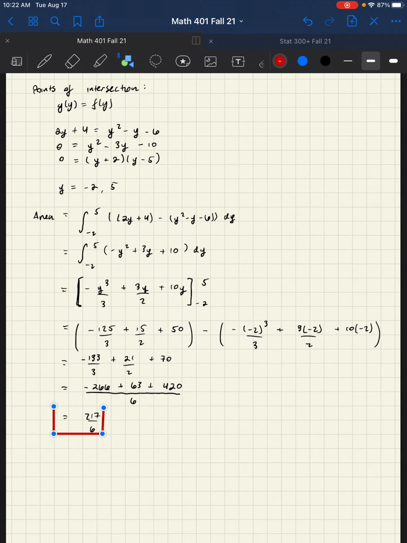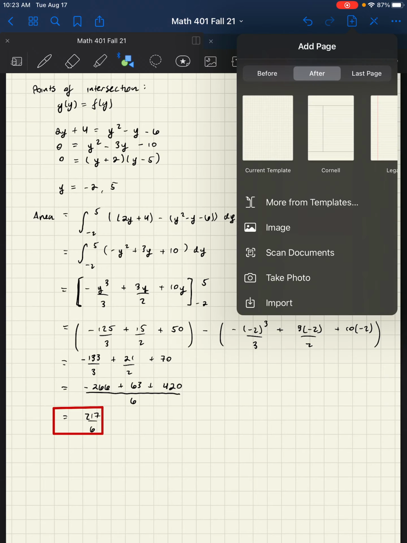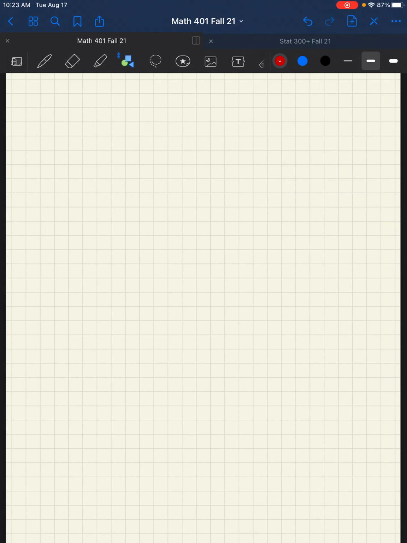Whoops. Let me just undo that. There we go. And so now let's do another example, which is going to be a little bit like one that we've done before. And in this example, we're again going to have to set up two integrals. Okay. So here we go.